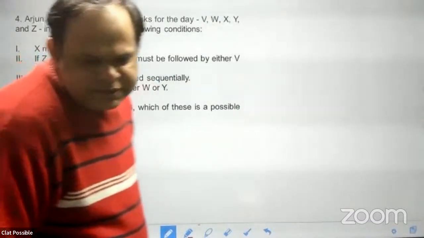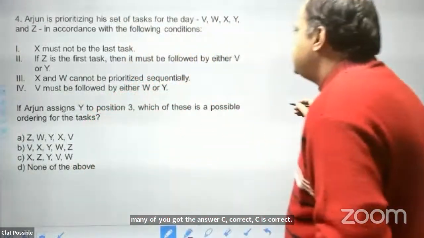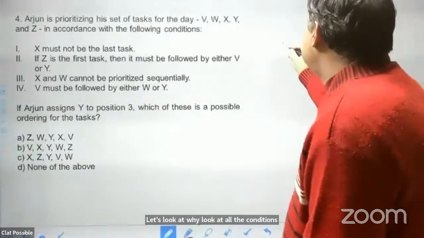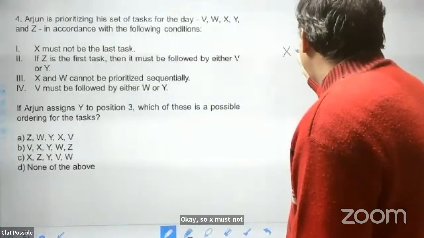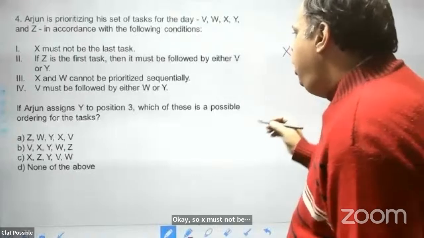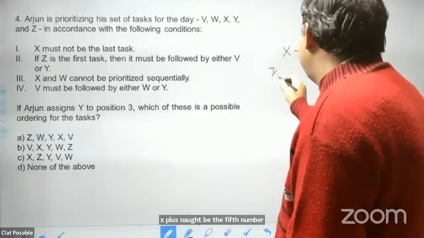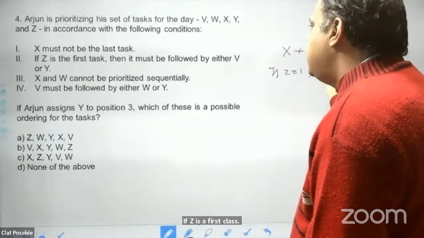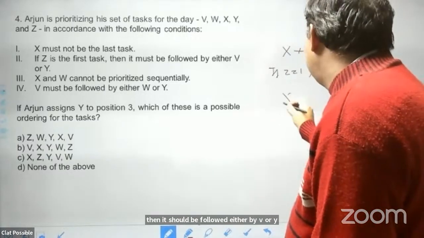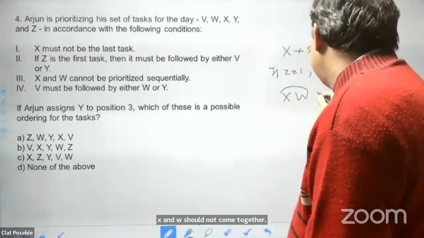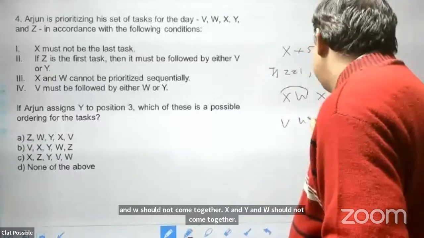Yes, many of you got the answer C, correct. C is correct. Let's look at all the conditions. X must not be the last task, sorry, X must not be the fifth number. If Z is the first task, then it should be followed either by V or Y. X and W should not come together. And V must be followed either by W or Y.